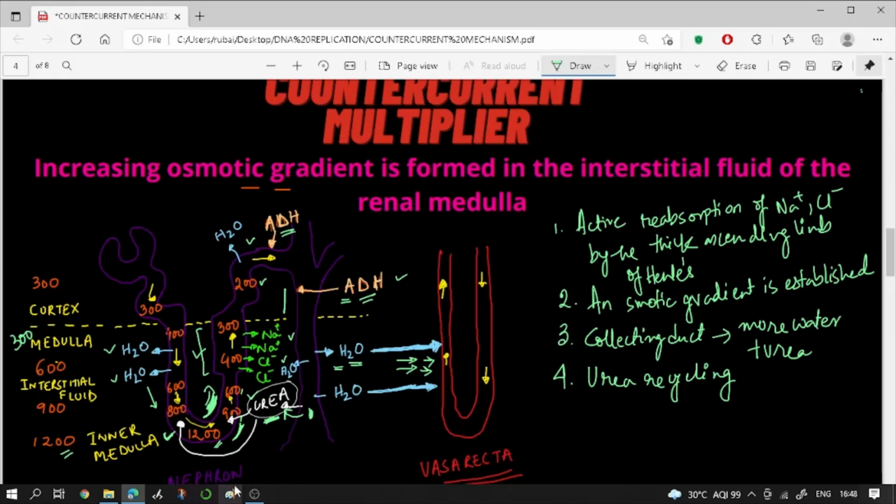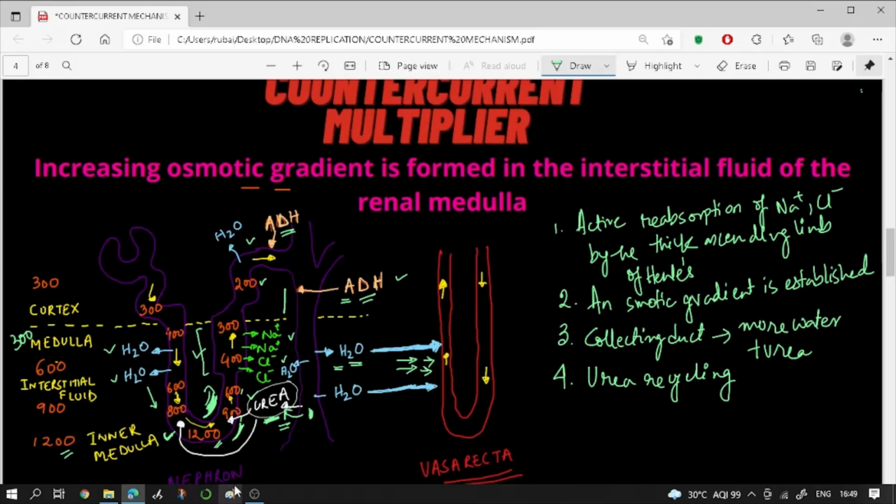Now as fluid flows along the collecting duct, water reabsorption continues via osmosis because ADH is present. This water reabsorption further increases the concentration of urea in the tubular fluid. More urea diffuses out into the interstitial fluid of the inner renal medulla, and this cycle continues. In this way, the reabsorption of water from the tubular fluid of the duct promotes the build-up of urea in the interstitial fluid of the renal medulla, which in turn promotes water reabsorption.